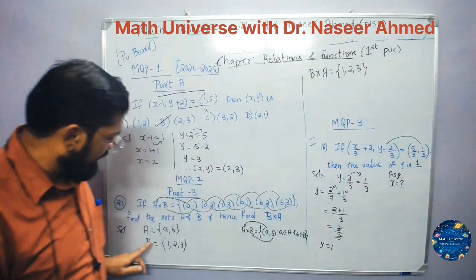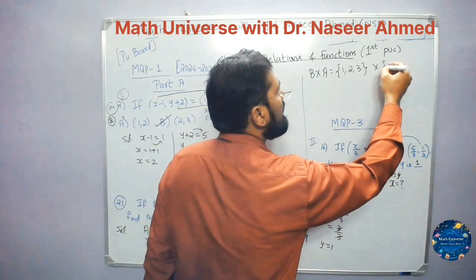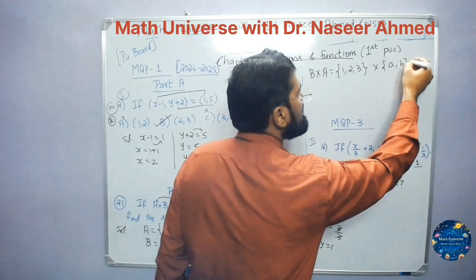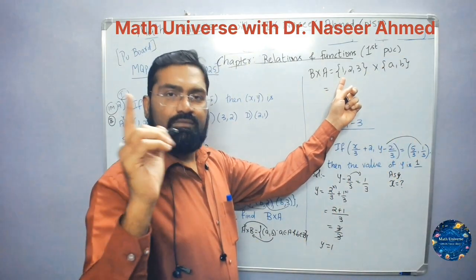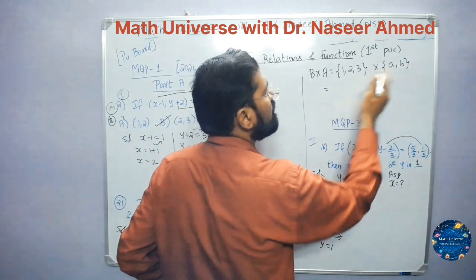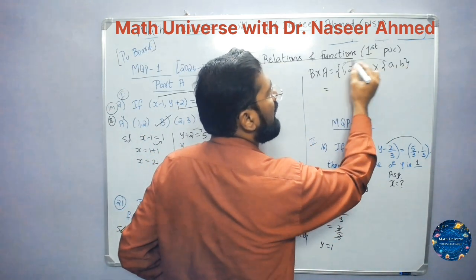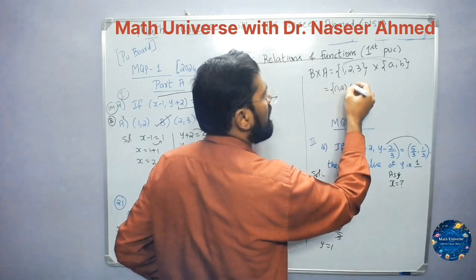And set A is {a, b}. Now let us try to pair them up. See carefully how we have to pair them up. Fix the first element of the first set and pair with all. So 1 I am going to fix, pair with this 2. So I am going to pair (1, a) and (1, b).